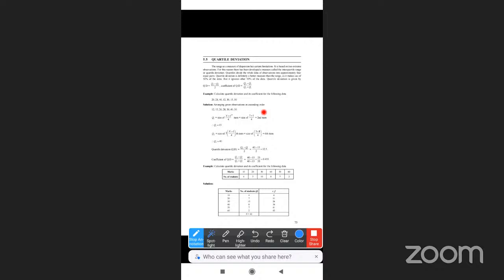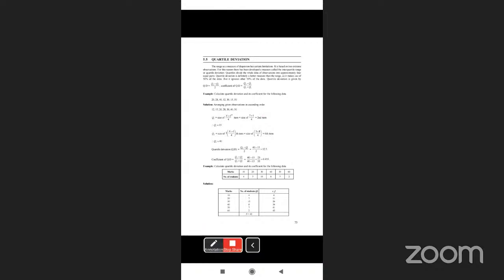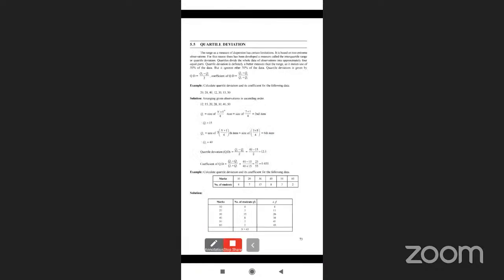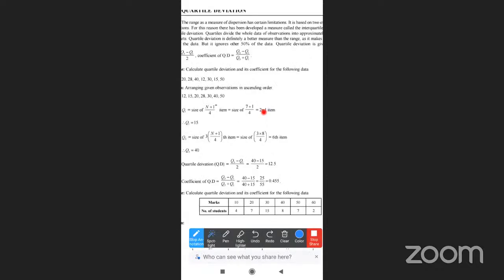Now Q1 is equal to the size of (n plus 1) by 4th item. Here it is written as capital N, but you should write only small n. Why? Because this is an individual series. When you have an individual series, you take the small n. When you are given a frequency distribution, you should take the capital N. Already I explained this in detail before class. Now Q1 is equal to the size of (n plus 1) by 4th item.